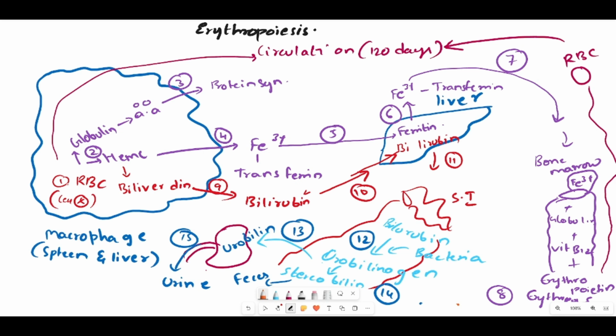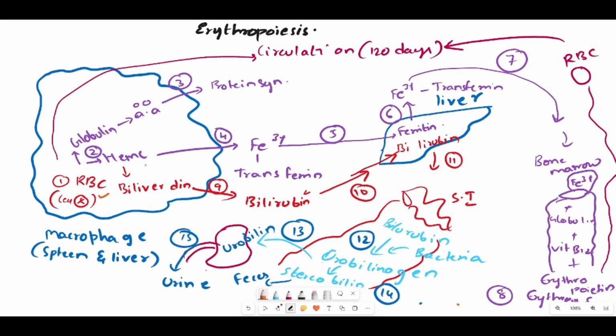So once the 120 days lifespan of the RBC is completed, that RBC will be getting destructed. Once it gets completely destructed with the process of phagocytosis, it will be releasing two things. First thing is the heme part, second one is the globin part. So this globin part will be converted into amino acids. Those amino acids will be used for the protein synthesis.